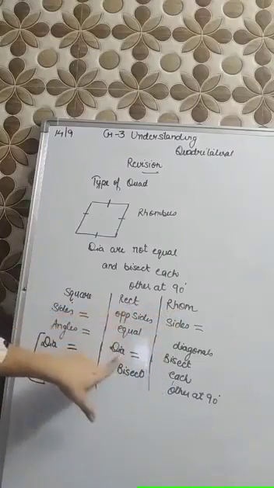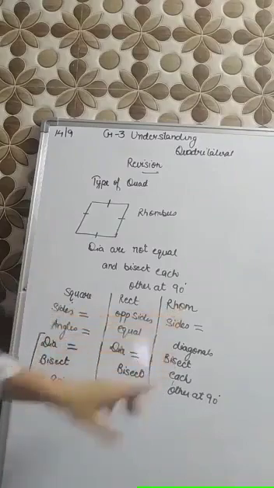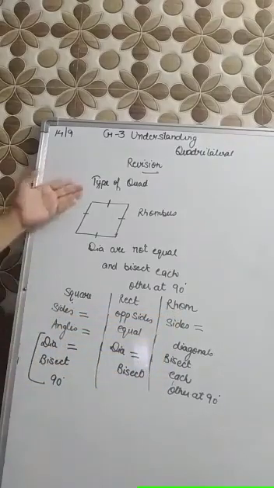Diagonals of the rectangle are equal. Diagonals of the rhombus are not equal. Hope this concept of types of quadrilateral and types of parallelogram is clear to you.